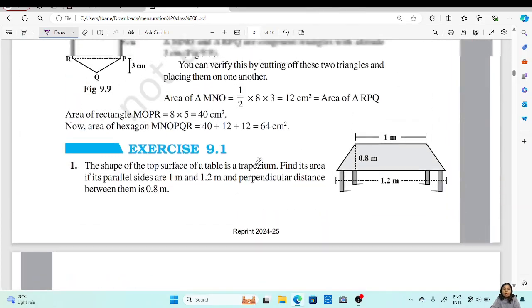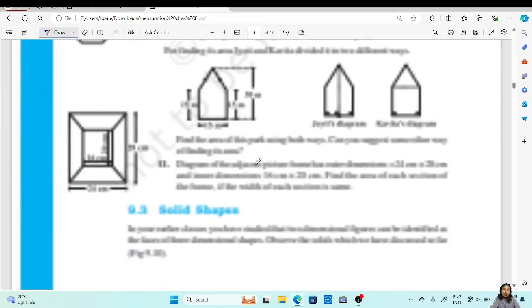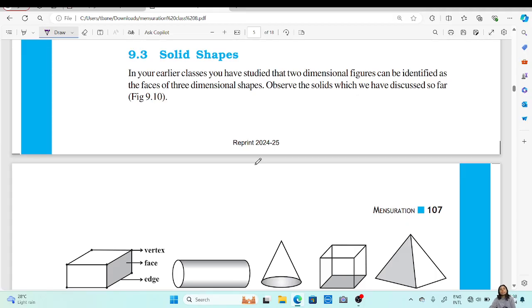So this was all about these various shapes that we have already known. Now let's go and see solid shapes. So now in earlier classes you have studied that two-dimensional figures can be identified as the face of three-dimensional shapes. So now what they are meaning here is two-dimensional, as in, see, now when I draw this is two-dimensional. Okay, so now this same thing, now say I am drawing it in three dimensions.